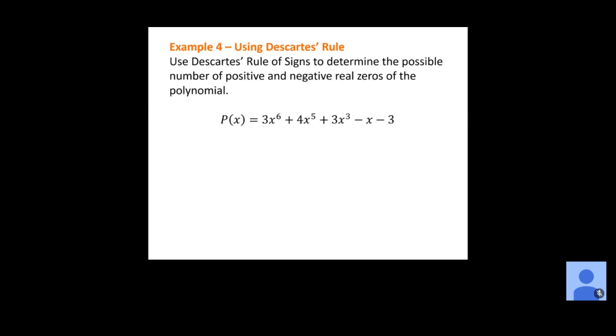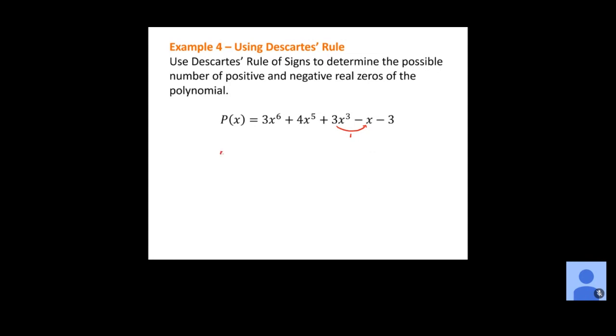3x to the 6th is positive. If I go from there to the next term, it's still positive. I haven't changed signs. Then when I go to the next term, it's still positive. I haven't changed signs. The first time I ever change signs is where I go from this positive to this negative right here. So there's one sign change. And then from the negative x to the negative 3, it's still negative. It didn't change signs. So in this case, there is only one sign change.